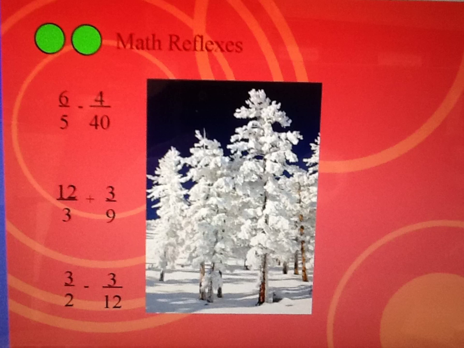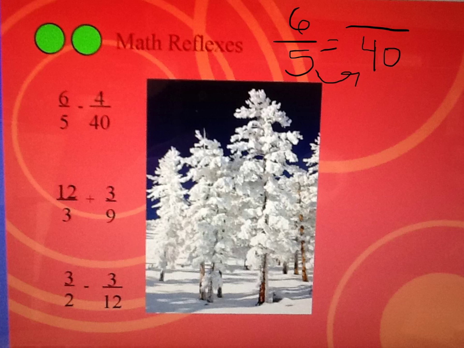Some more math reflexes here. Now all of a sudden we may have different or unalike denominators. So we first need to figure out in 6/5 and 4 and 40ths, we need to find a common denominator between the two numbers. Some of you are realizing that 5 goes into 40 because all multiples of 5 are either going to end in a 5 or in a 0. So now we need to make 6/5 equivalent to 40ths. Remember, whatever you do to your denominator, you need to do to your numerator.